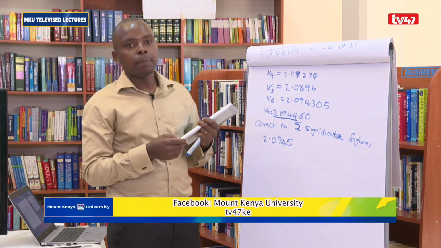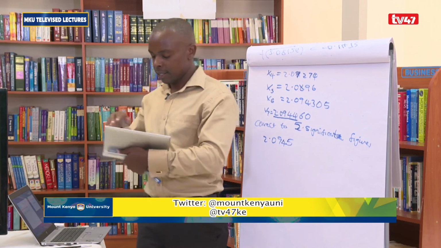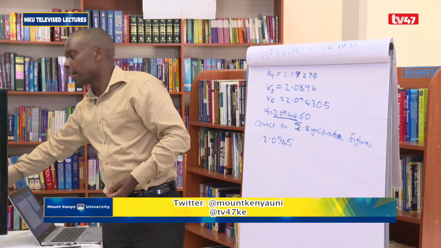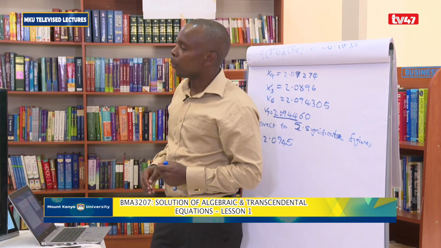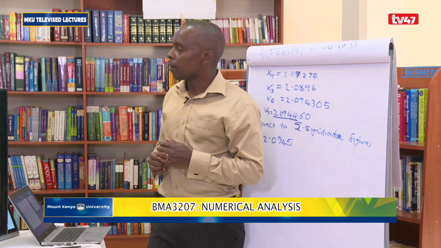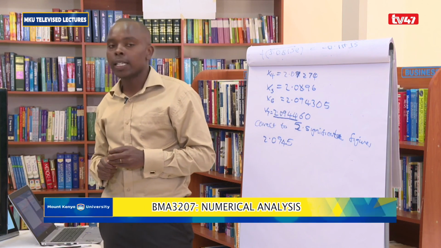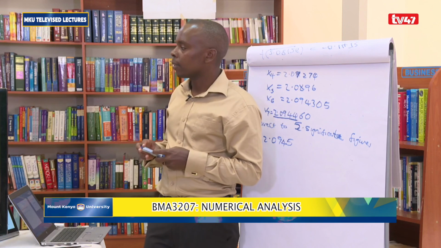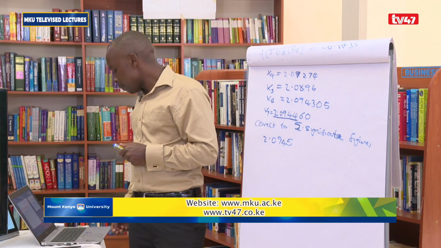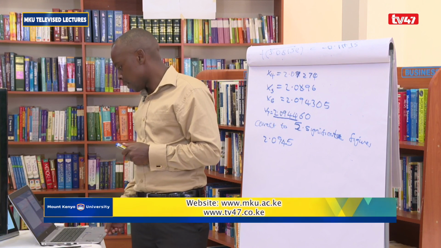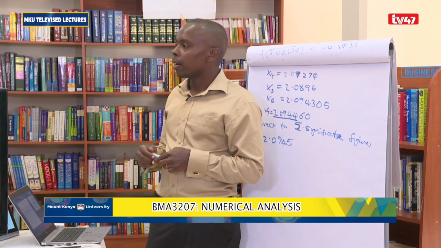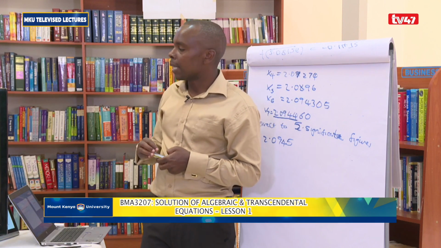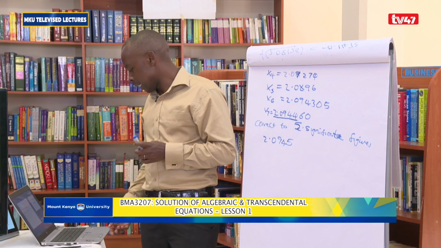So the method can be applied to other forms of equation, like the transcendental equations, both those that involve trigonometric ratios and those that involve exponential functions. So the other methods which we will try and discuss next time will involve the iteration method and the Newton-Raphson method.